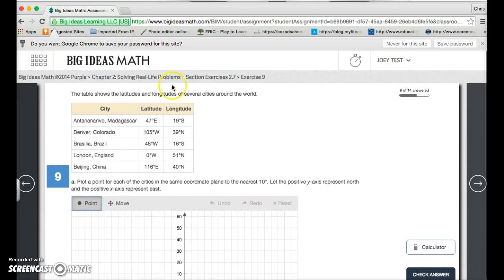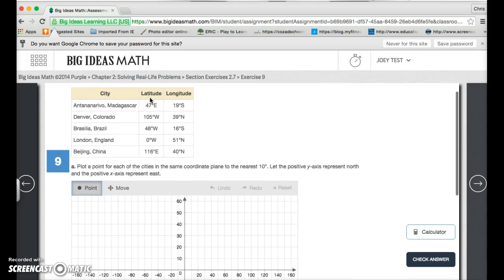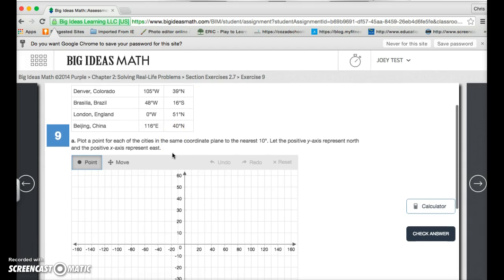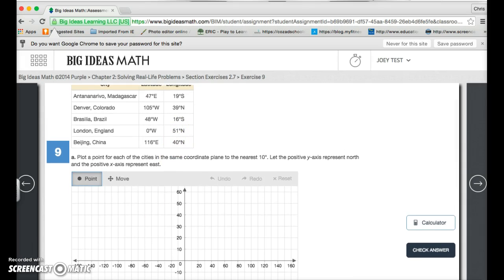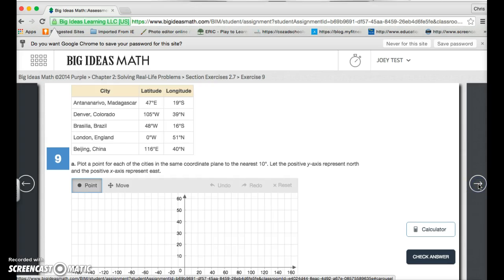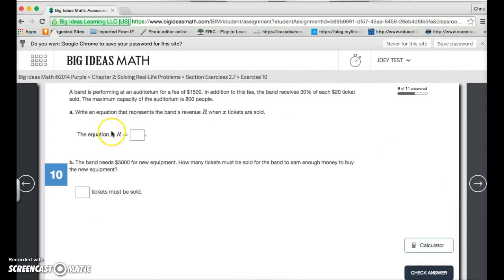Okay, the table shows latitudes and longitudes of several cities around the world. We could plot them. It says to plot a point for each city, so go ahead and plot a point for each city. We're skipping number 9. Go on to number 10.